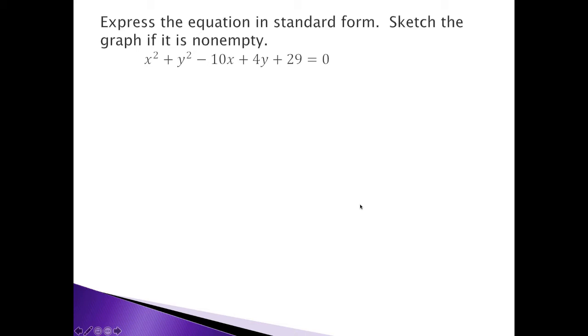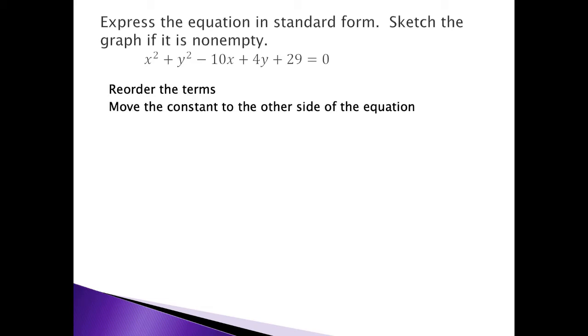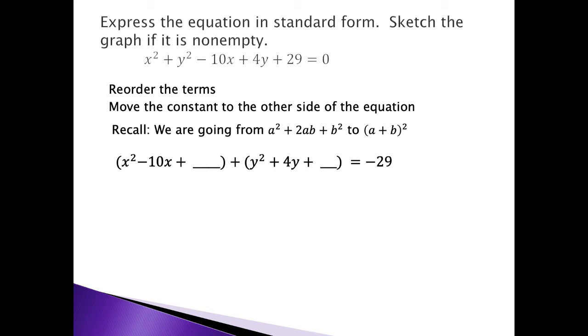Express the equation in standard form. Sketch the graph if it's non-empty. We have x squared plus y squared minus 10x plus 4y plus 29 equals 0. Reorder the terms. Move the constant to the other side of the equation. So we have x squared minus 10x plus blank, plus y squared plus 4y plus blank, equals negative 29.